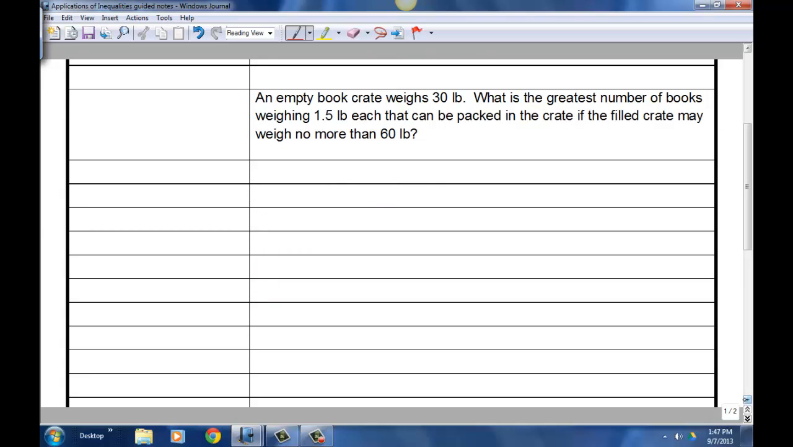An empty book crate weighs 30 pounds. What is the greatest number of books weighing 1.5 pounds each that can be packed into the crate so that the crate can weigh no more than 60 pounds? Again, my key word is no more than 60 pounds. That tells me I'm going to need an inequality. So I know that I have a 30-pound crate, and I'm going to pack in 1.5-pound books, but I don't know how many. They're 1.5 pounds each.